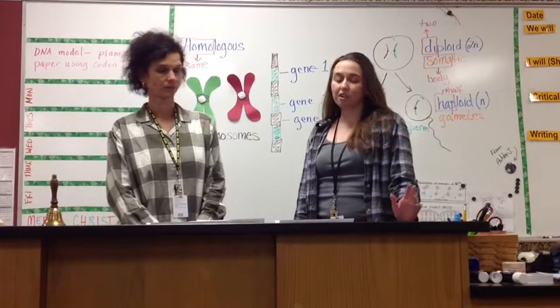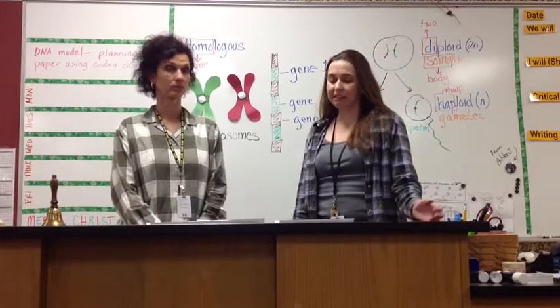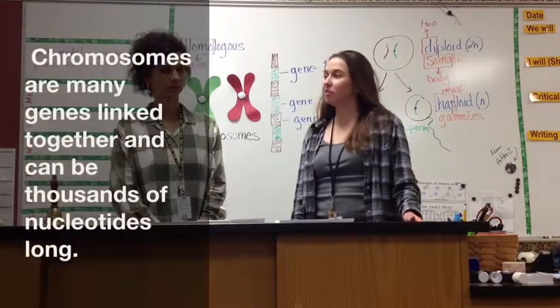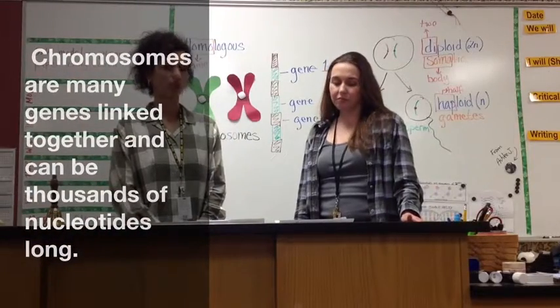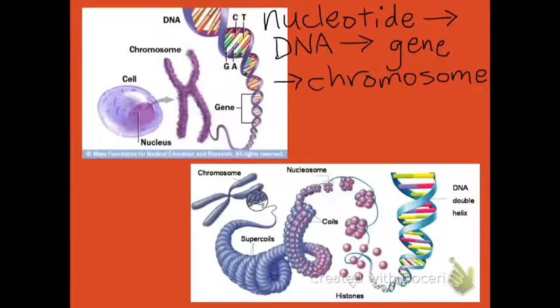I'm glad you asked. Chromosomes are many genes linked together, so they can be thousands of nucleotides long. These two diagrams show how nucleotides combine to form DNA, and that many molecules of the nucleotides combine together to form genes, and the genes link together to form chromosomes. So the basic unit is the nucleotide.